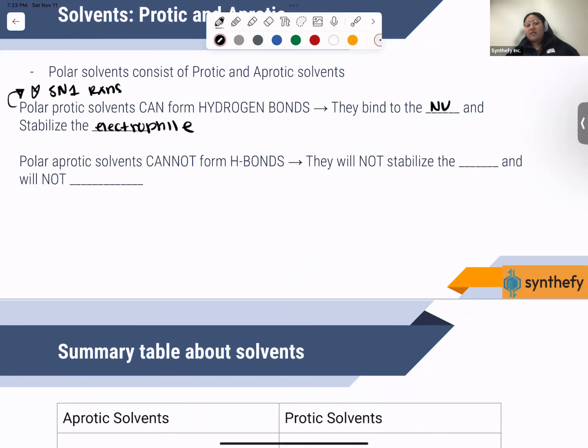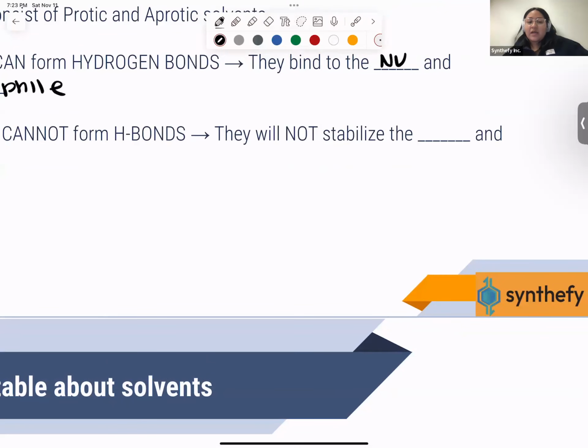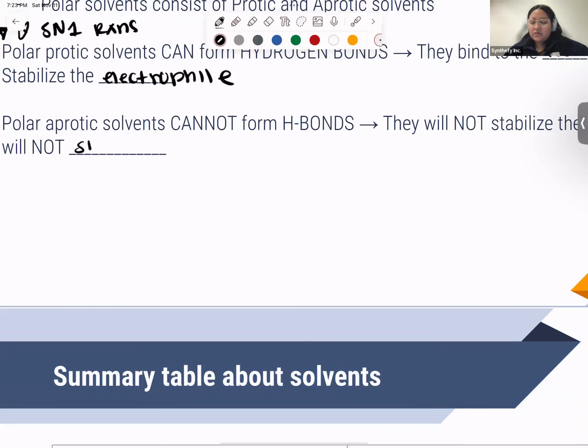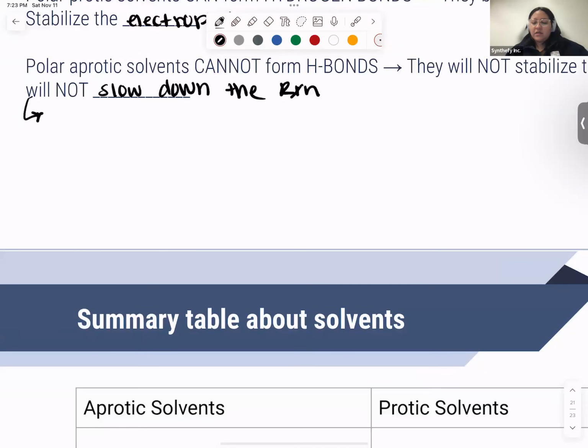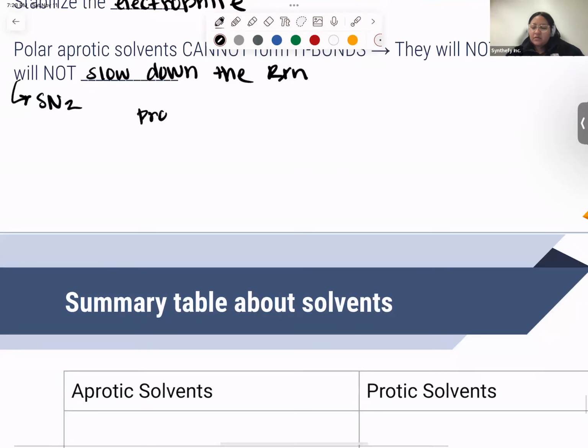Polar aprotic solvents cannot bind to the nucleophile or the electrophile because they can't form H bonds. And they can't form H bonds because those solvents don't have a hydrogen. Polar protic solvents have hydrogens, which means they can form H bonds. So polar aprotic will not stabilize the nucleophile and they will not slow down the reaction. So what does this refer to? SN2.